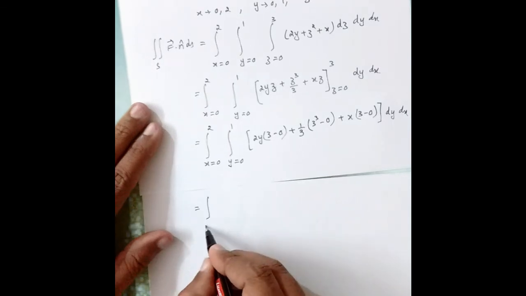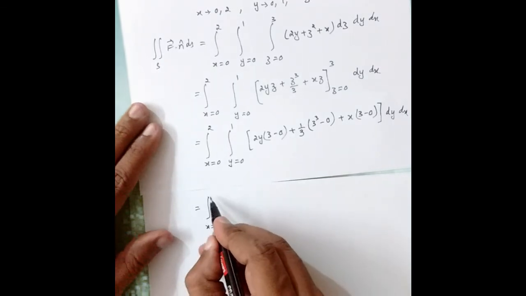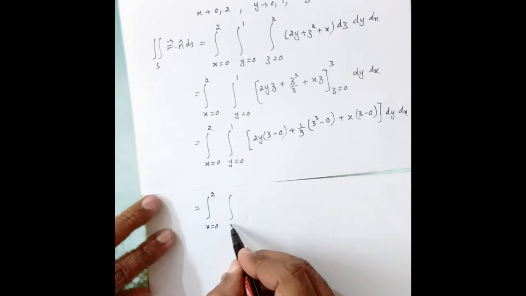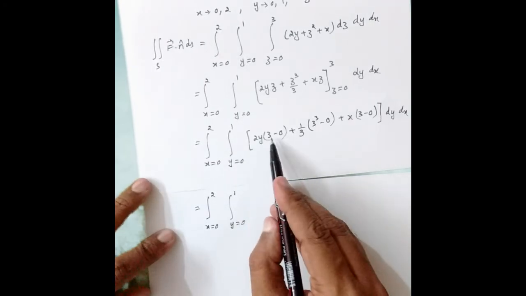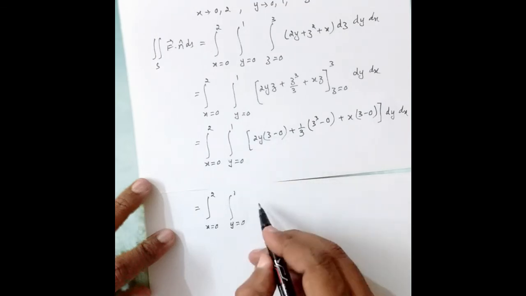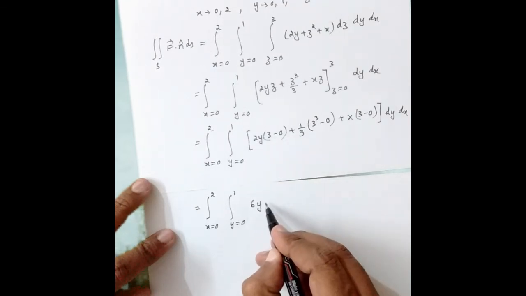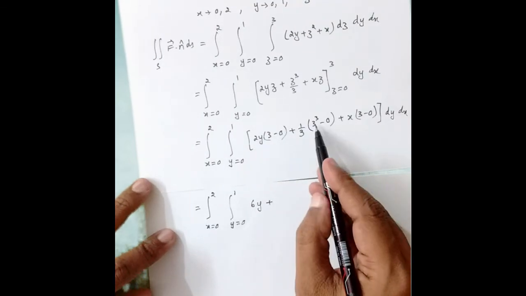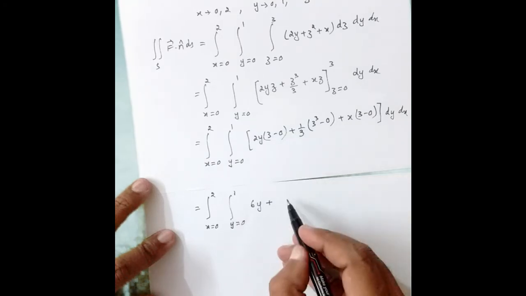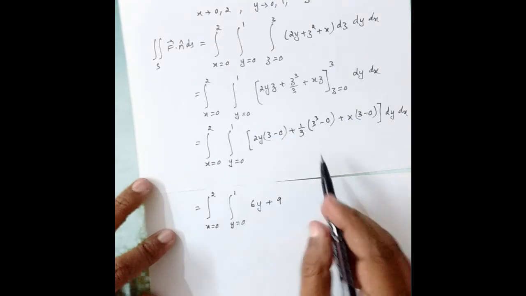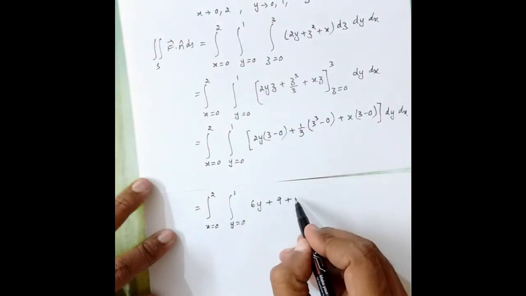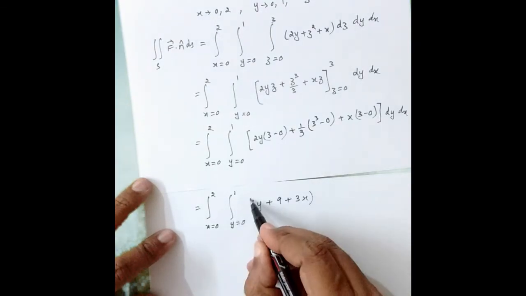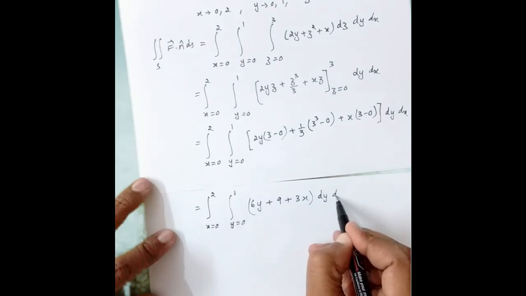So you have integral x is equals to 0 to 2, then you have integral y is equals to 0 to 1. Let us try to multiply it. This upper limit value is 3, so 3 times of 2 will be 6, 6y you get. Here plus 3 cube will be 27, so 27 by 3 will be just 9. So 9 times will be 27. Then plus you have 3 times of x, 3x, times of dy into dx.